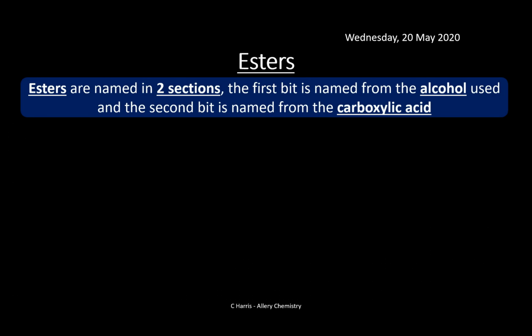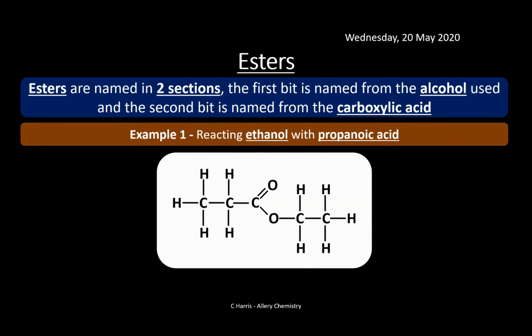Esters are actually named in two sections. The first bit is named from the alcohol that was used, and the second bit is named from the carboxylic acid. So let's have a look at an example where we're reacting ethanol with propanoic acid. You can see this is the ester that we form here, but we need to be able to name it. We'll almost name it back to front, so we name the alcohol bit first and then the carboxylic acid.